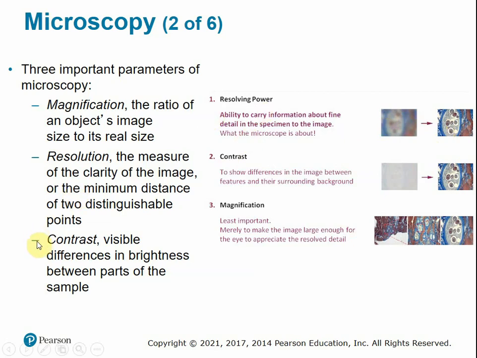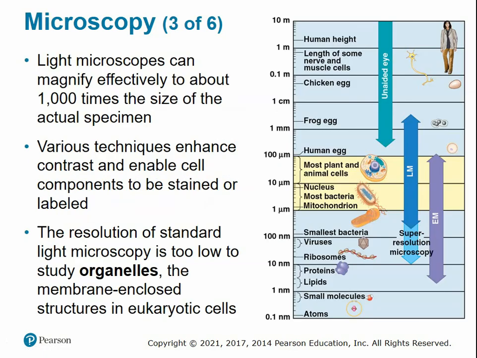Finally, contrast. We need to see the visible differences in brightness in different areas of our sample. We need to be able to distinguish different parts of our image from the background and have that contrast between the two. Your typical light microscope, like what we have in our labs, can magnify up to about 1,000 times the size of an actual specimen. Usually we use the highest power objective, 1,000 times magnification, for the smallest cells like bacteria.